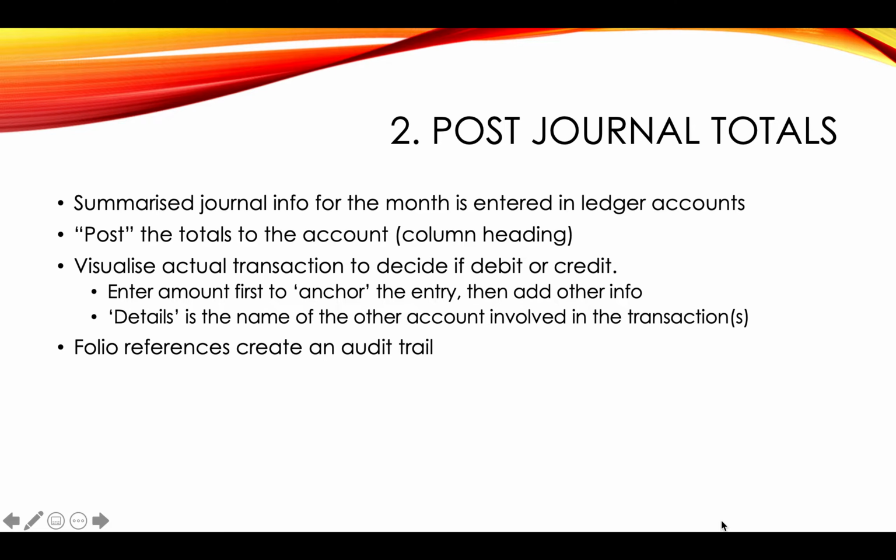Folio references are used in the general ledger to create the audit trail. We've already spoken about this when we were doing the journals, and you'll see it when you enter it into the general ledger now. There is a folio column, and in that column you will simply say which journal the information came from, so that if you need to check it, it's easy to go back and find the original entry.